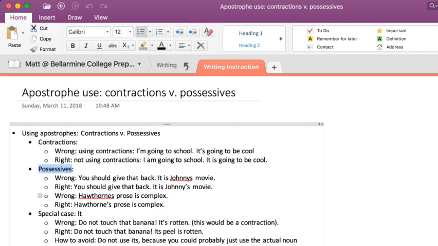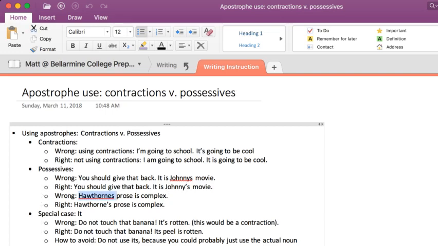Where things get a bit more sticky are possessives. You should absolutely be using possessives in a literary criticism essay. So how do we use possessives? Well, usually you do an apostrophe S to show that something has possession. So instead of it is Johnny's movie, you need that apostrophe in there to indicate possession. So don't obviously say Hawthorne's prose is complex.